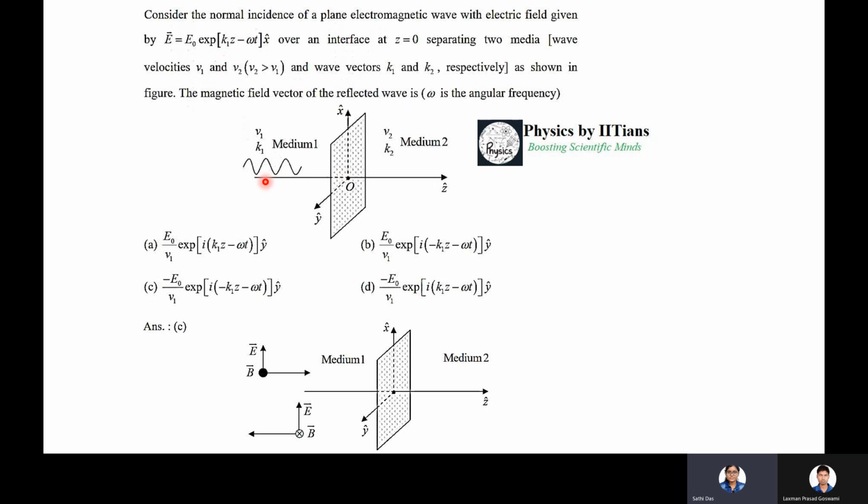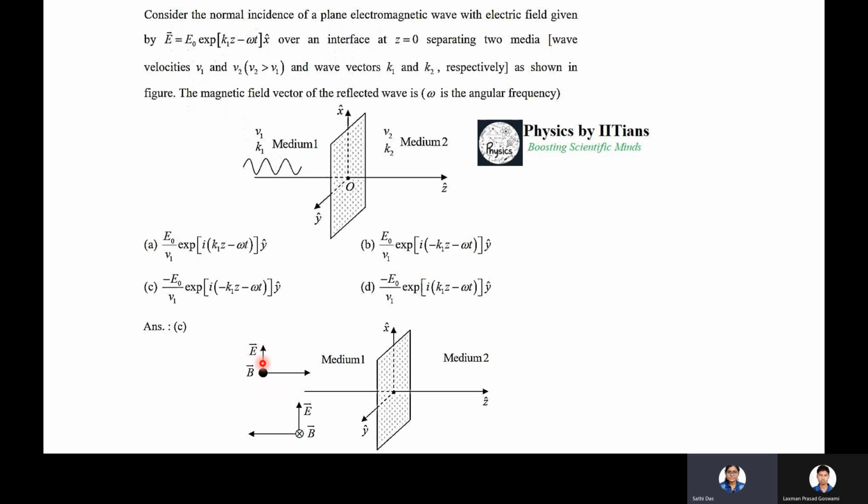Now this is medium 1 with wave vector k1 and velocity v1, and this is medium 2 with wave vector k2 and velocity v2. In medium 1, the wave is propagating this way, so after reflection it will go backward this way, right? They are asking you what the magnetic field vector for this reflected wave will be. Now look at this: the electric field vector is along x and the wave vector is along z. We know that E, B and k are all mutually perpendicular for an electromagnetic wave.